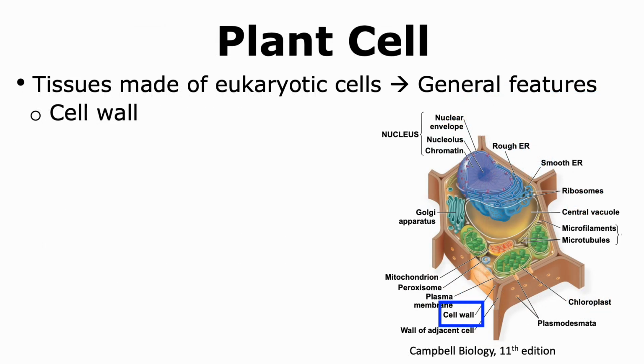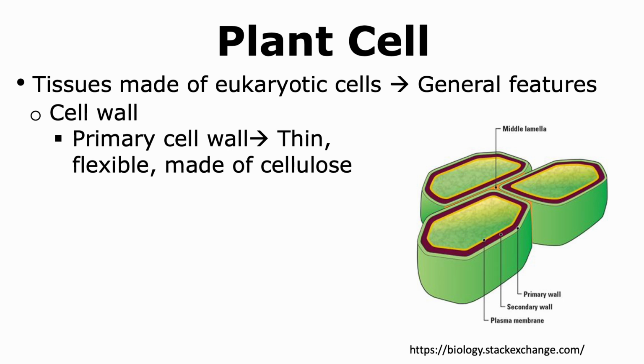All tissues of the plants are made up of eukaryotic cells. The general features of a plant cell include the presence of a cell wall. There are two main types of cell walls. Every plant cell begins with a primary cell wall, which is thin and flexible and made up of cellulose. It is thin and flexible to allow the plant cell to grow in size more easily.